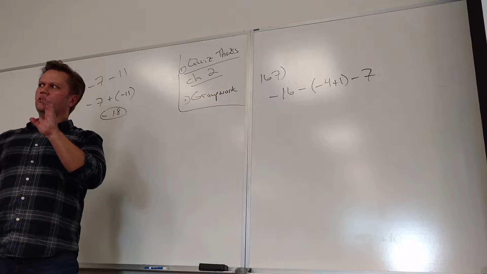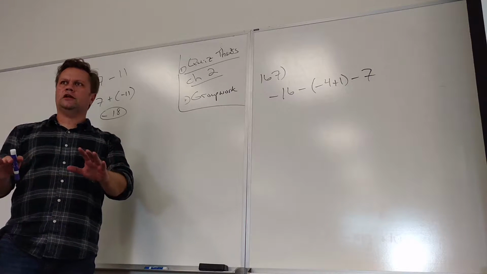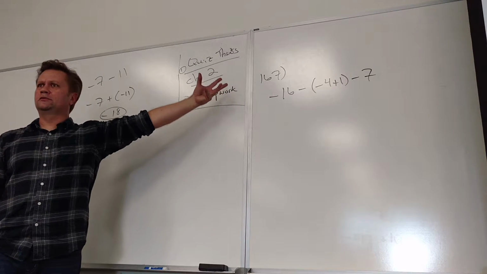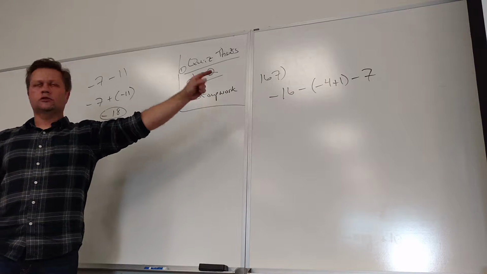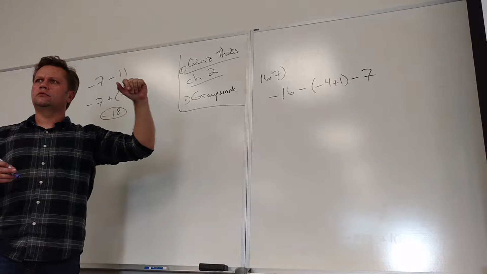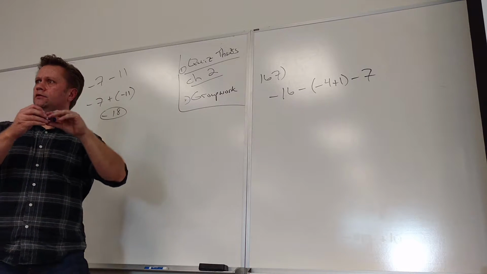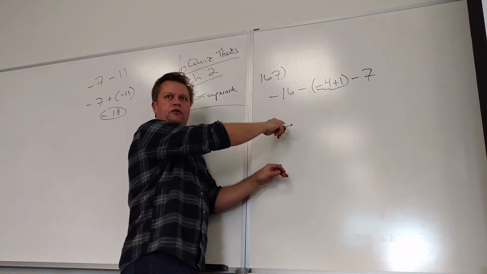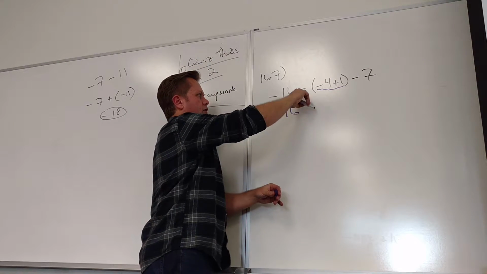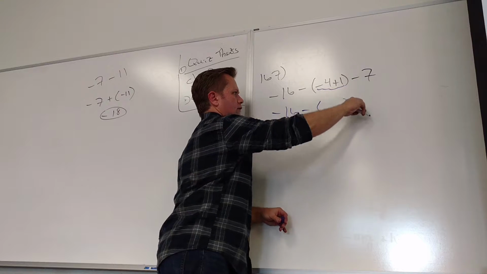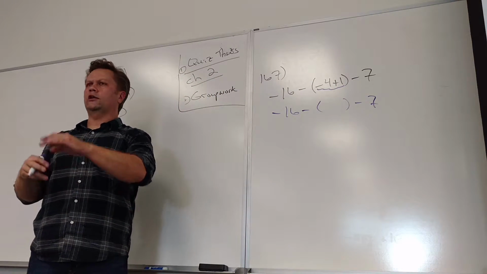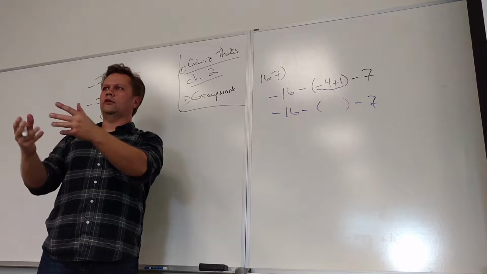So guys, you got to remember, what will always save you from yourself? What will save your ass is PEMDAS, right? So what's the very first thing you should do? Parentheses. Everything else just kind of comes down for the ride. Negative 16 is still there. The minus is still there. The negative 7 is still there. What is negative 4 plus 1? Negative 3.